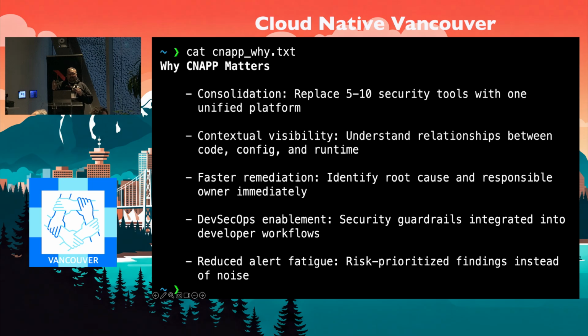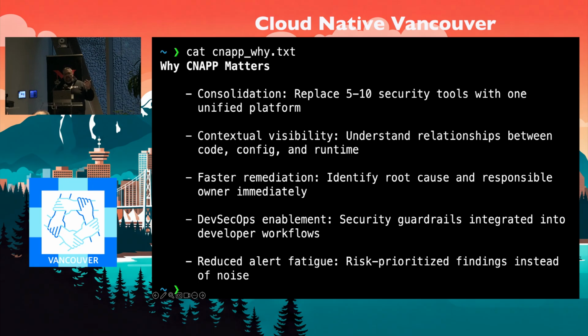So basically, why CNAPP matters, first of all, is consolidation. When you are in cloud, you start adopting security tools for your environment. You're adopting security tools for looking into the configurations, maybe a CSPM platform, something to look into your identities as well, or your Kubernetes environments.